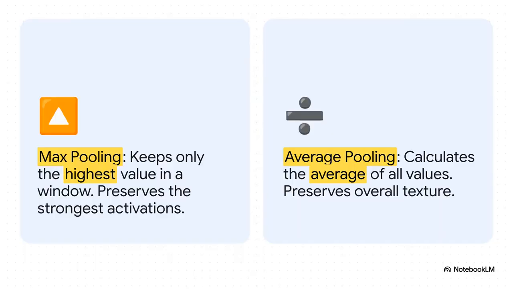Basically, the network takes a small chunk of the map, like a little 2 by 2 square, and boils it down to just one number. Max pooling is really common. It just looks at that square and keeps the biggest number, the strongest signal. Average pooling takes the average instead, which is great for getting the general vibe of a texture. Either way, the result is a much smaller, more manageable map.